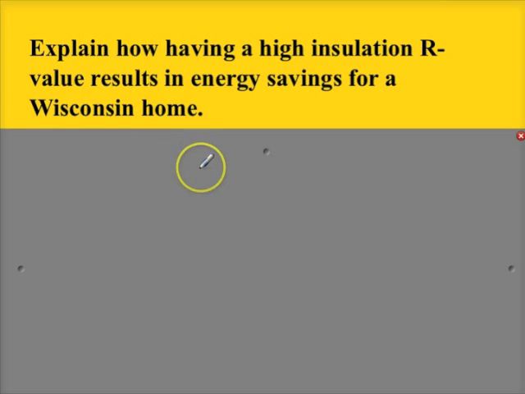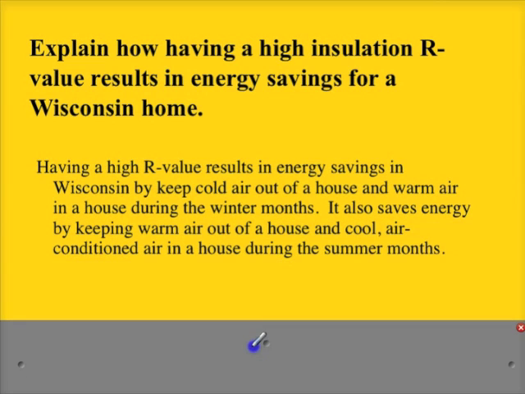This next question: explain how having a high insulation R value results in energy savings for a Wisconsin home. We've talked about this in our solar home lab. Having a high R value results in energy savings in Wisconsin by keeping cold air out of a house and warm air in. So in the wintertime, we want to keep the cold air out, we want to keep the warm air in. We don't want the transfer of energy.